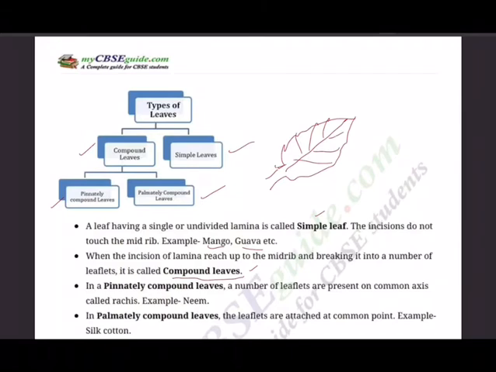And there's only one leaf. Whereas in compound leaf there will be leaflets. And in a pinnately compound leaf, a number of leaflets are present on a common axis called rachis. Example, neem. In palmately compound leaves, the leaflets are attached to a common point.